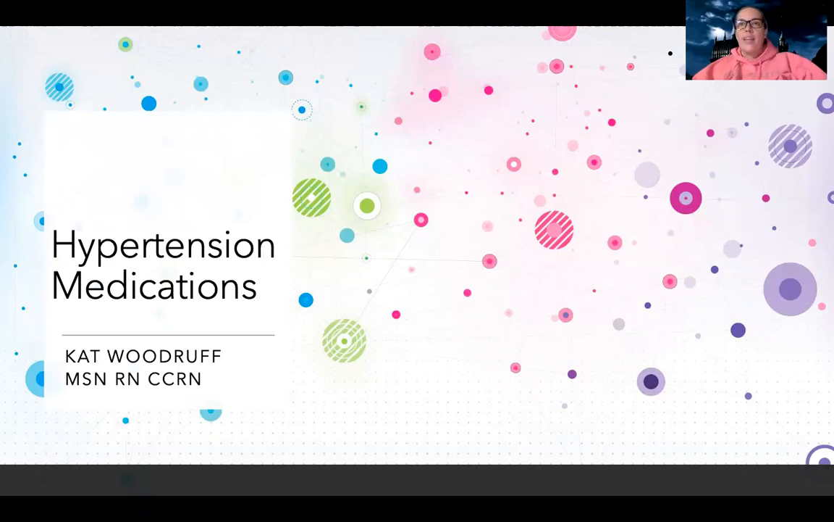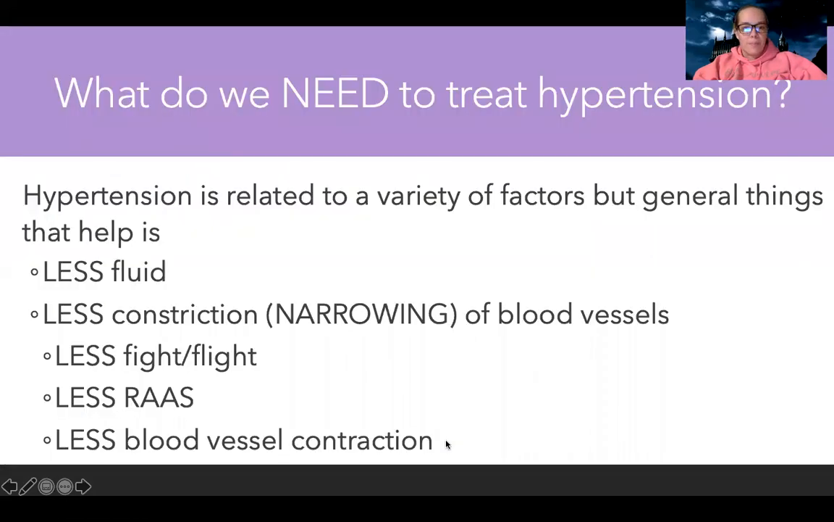Sometimes when looking at these, they seem like there's so many of them. But if you can group them or categorize them in a different way, a lot of times it'll help break it down and make it a little bit more simple for you so that it doesn't seem so overwhelming. So first we need to start with, not why, but what do we need to treat hypertension?